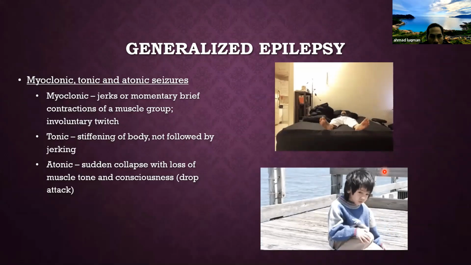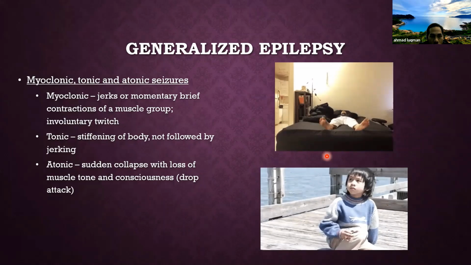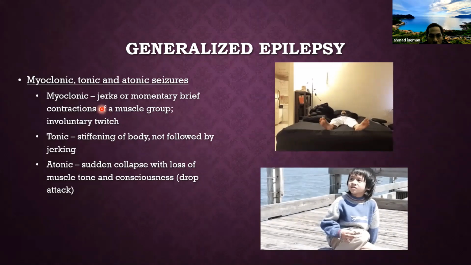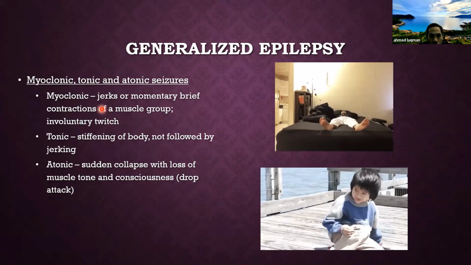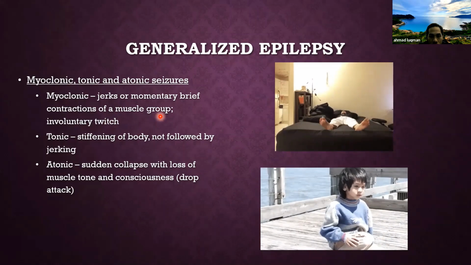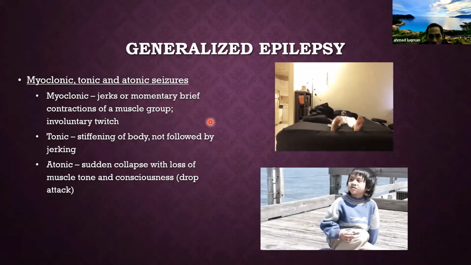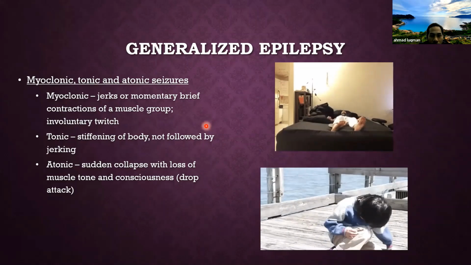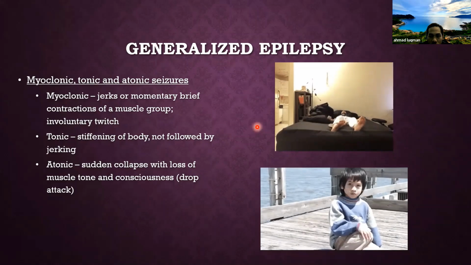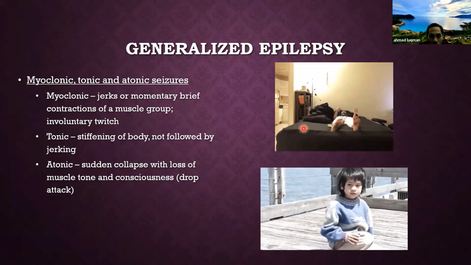Under generalized epilepsy, there are also the myoclonic, tonic, and atonic seizures. For the myoclonic, it is a jerk or momentary brief contraction of a muscle group. It can also be seen physiologically in hiccups or in passing from wakefulness to sleep. I'm sure everyone has experienced this before.